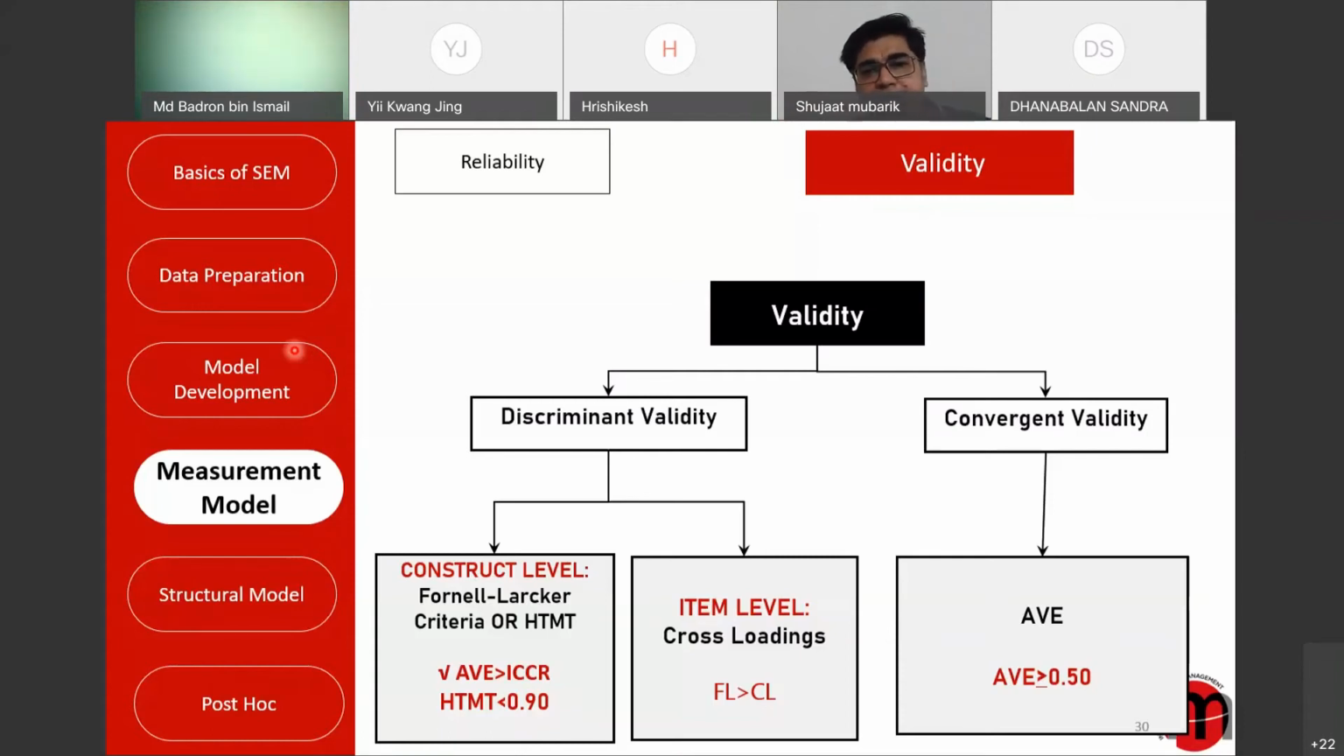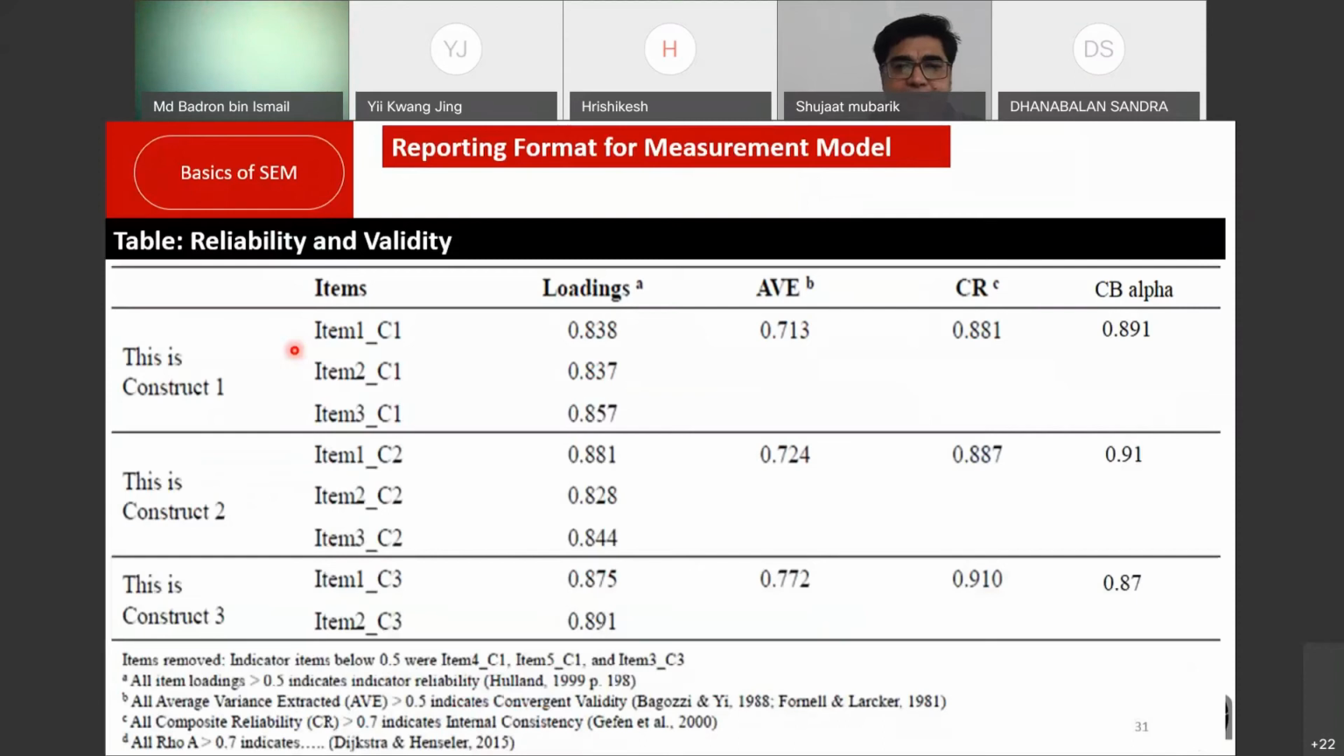Okay, now the point is how to present these results. In what way do we present these results in research papers, or even in a thesis? It could be in many formats, but this is one of the recommended formats to present our results of the reliability and validity.